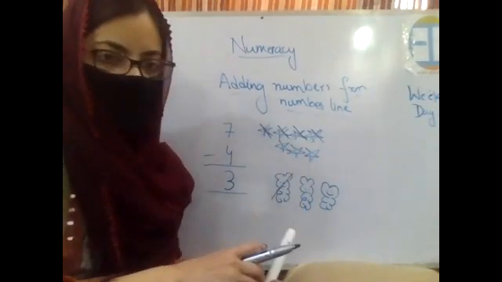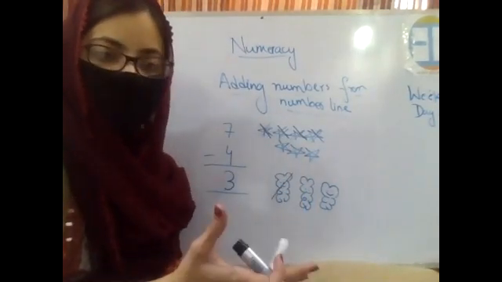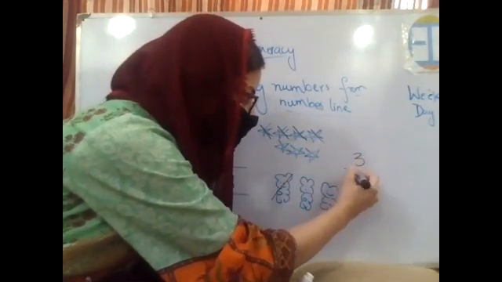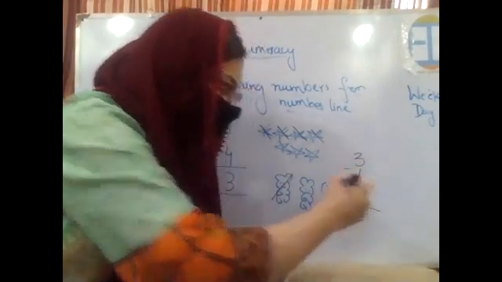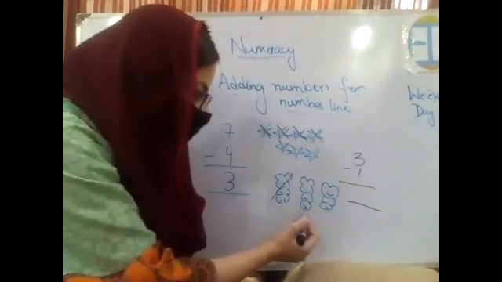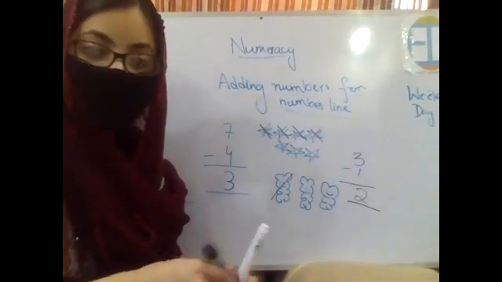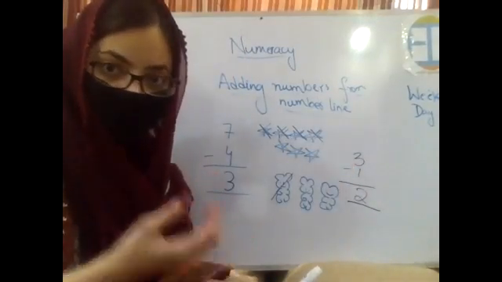How many teddy bears are there? Three. How many of them are crossed? One. So this means that you are supposed to find the answer of 3 minus 1, right? How many of them are remaining? 1 and 2. So the answer would be 2. This is how we practice subtraction in your book, right?